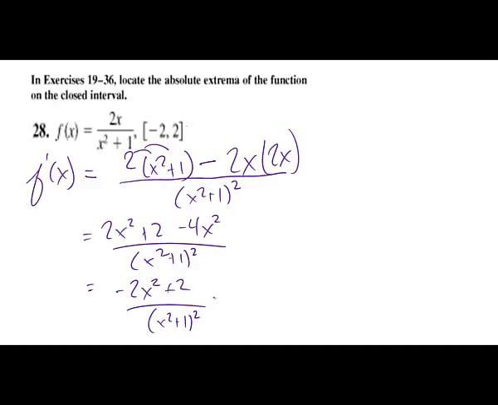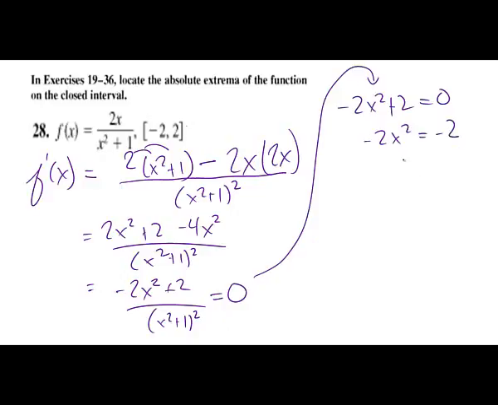All right, to get critical points, we set it equal to 0. Okay. So what's going to happen with the denominator when I multiply? It's going to go away, right? Because it's 0. So I've got negative 2x squared plus 2 equals 0. So negative 2x squared equals negative 2. X squared equals what? When I divide? 1. Good.